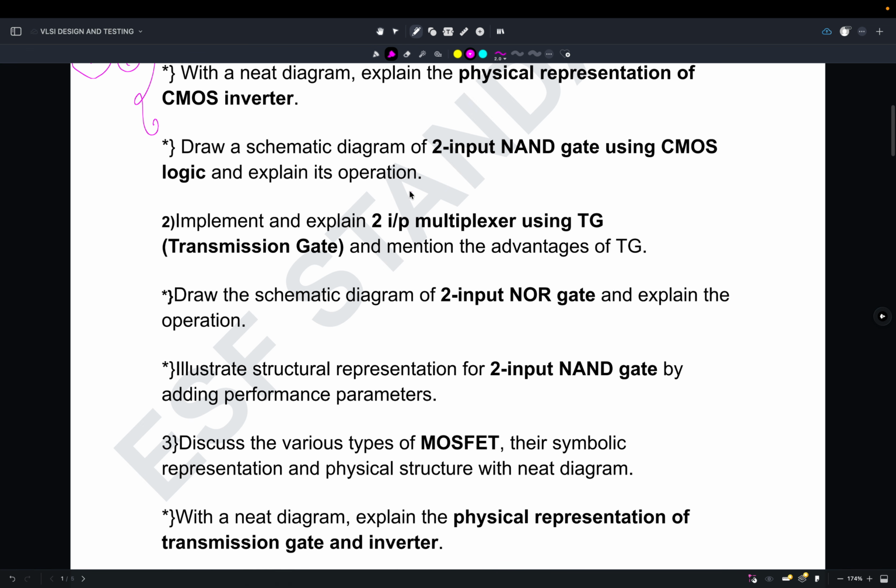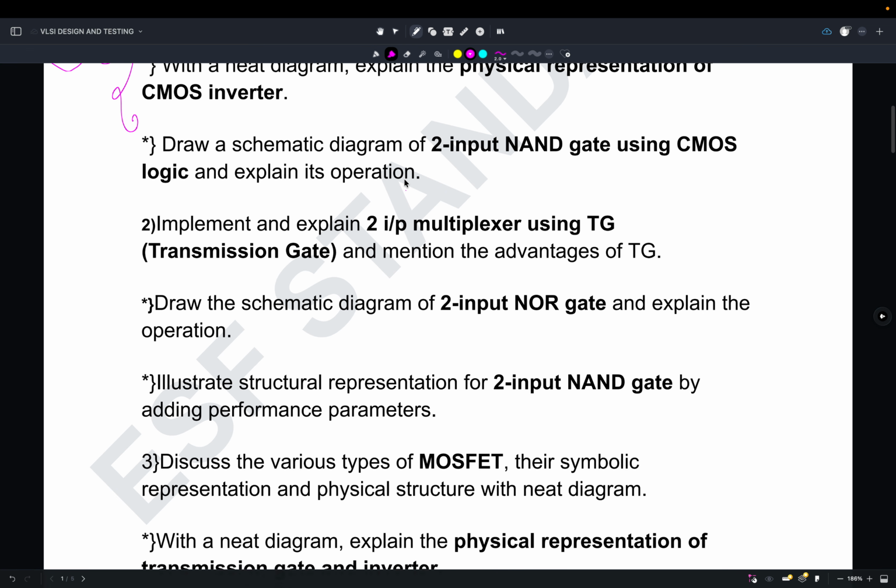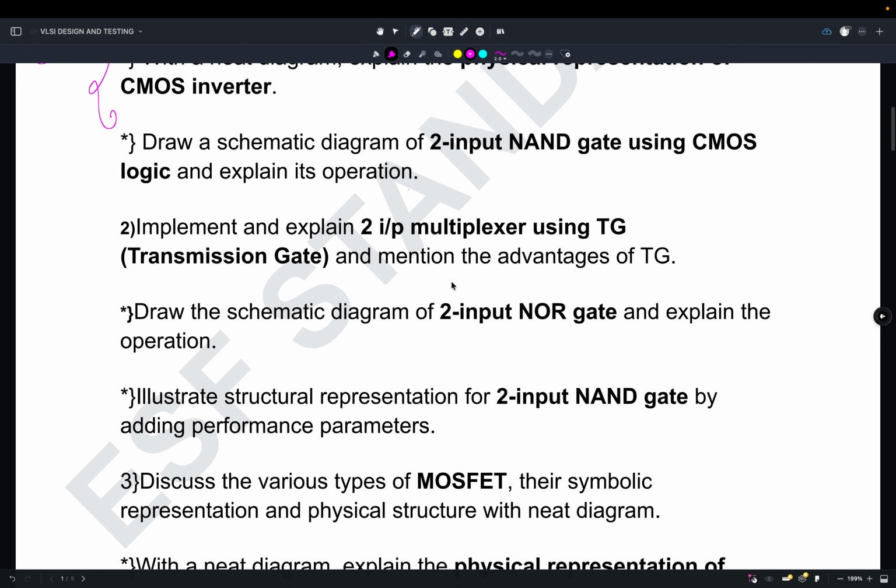Explain the 2-input multiplexer using TG, transmission gate it's called, and mention the advantages of TG. And draw the schematic diagram of a two-input NOR gate, explain the operation. Illustrate the structural representation of a two-input NAND gate by adding the performance parameters. So all three questions are very important. Why? Because in part B it's also very important. Of the three questions, one question is going to come on your exam for 7 marks.